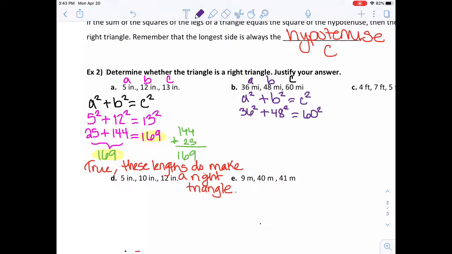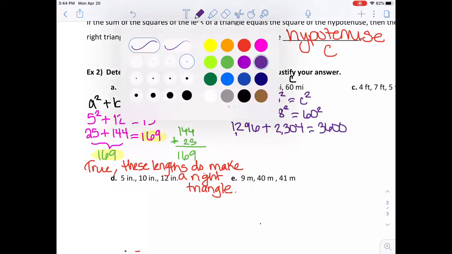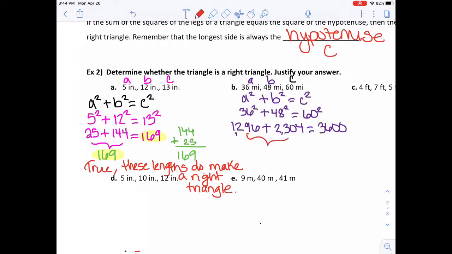Okay, 36 times 36 is 1,296. Plus 48 times 48, 2,304. And then 60 times 60, be 36 and 2 zeros, 3,600. So we're going to see if our right side equals our left side. So we're going to go ahead and add up these two values. You want to do that on the side of your paper, or let's just use our calculator here. And that gives us 3,600.